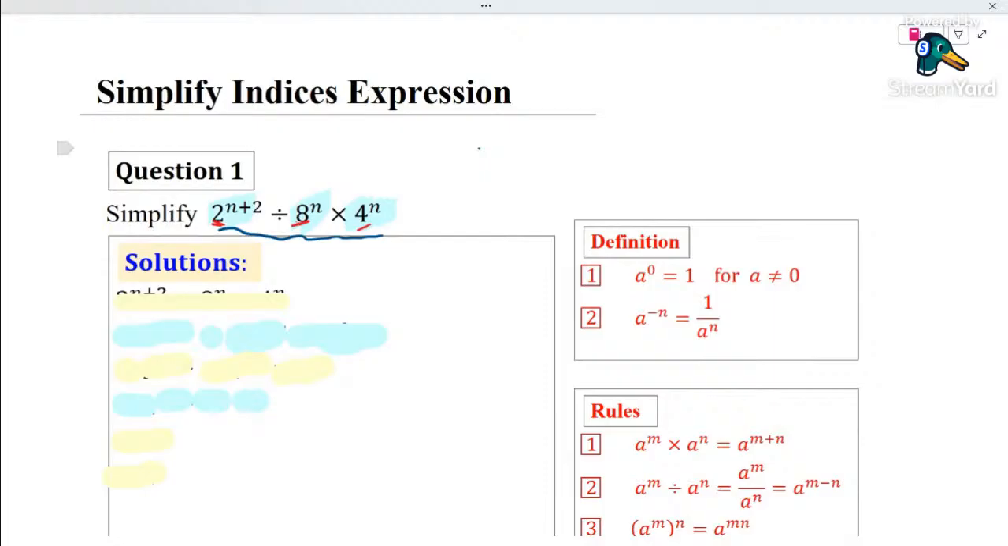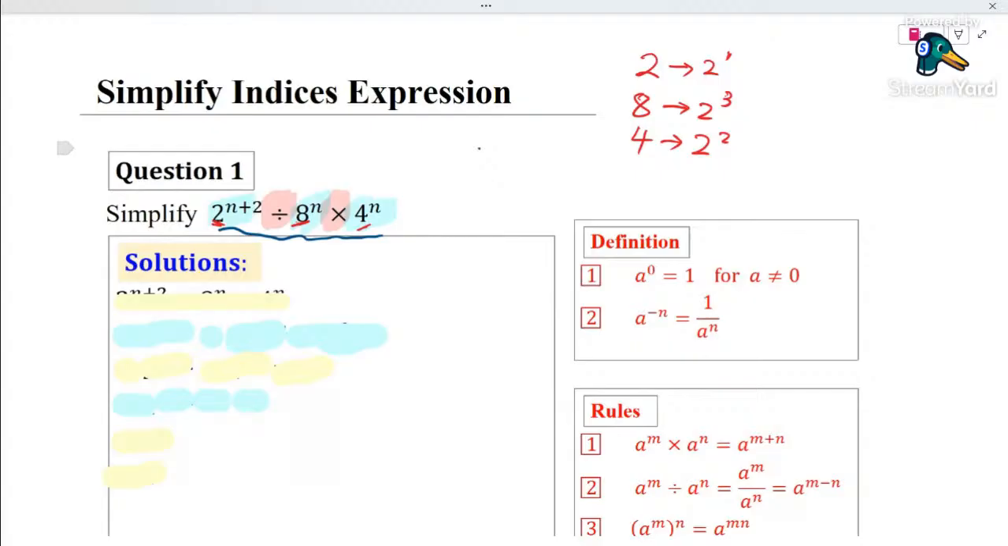If not the same, then we think about it: can we make them become the same base number? Of course it's possible here, where 2 is actually 2 to the power of 1, 8 is actually 2 to the power of 3, and 4 is actually 2 to the power of 2. We can convert them to the same base number. Then, next, let us see what operations occur among them, in between them. The operations we have are divide and multiply.